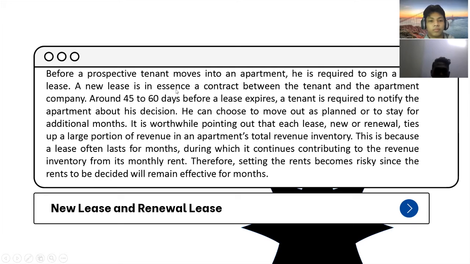Yes, thank you. New and renewal leases: before a prospective tenant moves into an apartment, he is required to sign a new lease. A new lease is in essence a contract between the tenant and the apartment company. Around 45 to 60 days before a lease expiry, a tenant is required to notify the apartment about his decision. He can choose to move out, or to stay for additional months.